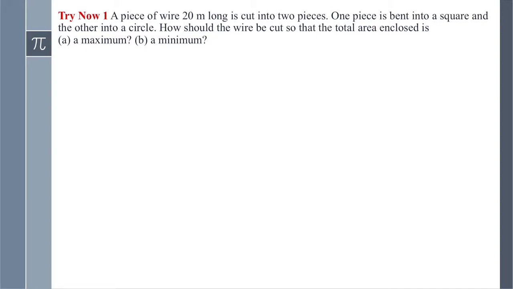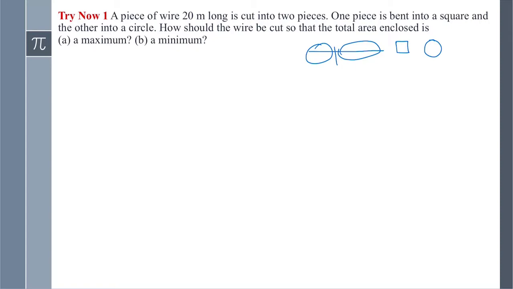We have a piece of wire which is 20 meters long. What we are going to do here is cut this into two pieces, not equal pieces. It might be equal, but it doesn't say that. So any two pieces, and we'll take one of the pieces and bend that into a square, and we take the other, remaining piece, and make a circle.